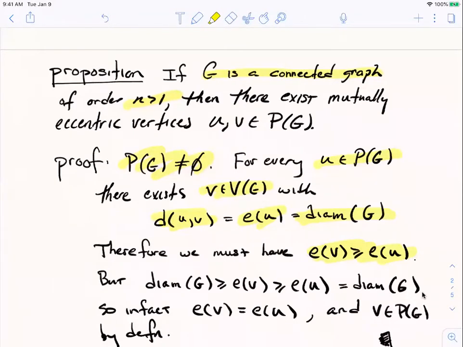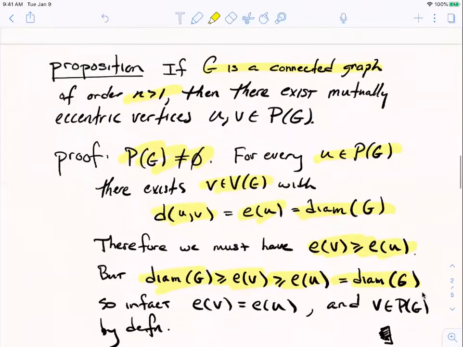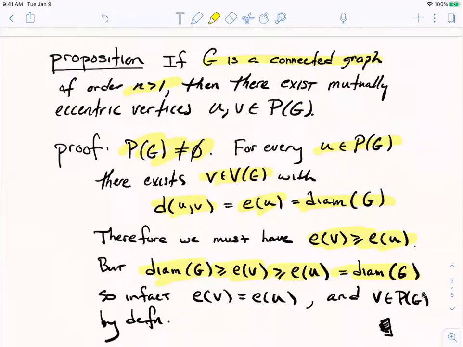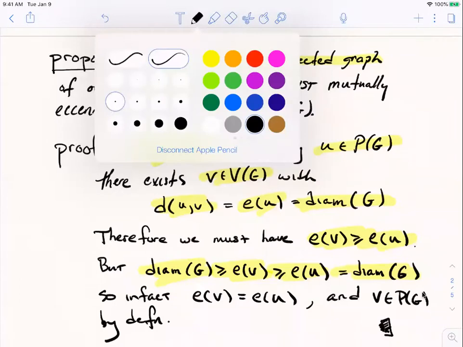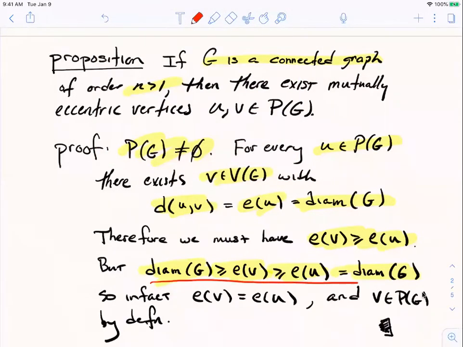However, U's eccentricity was big. It was the diameter. The diameter is bigger than the eccentricity of any vertex, in particular of V. And we just said that the eccentricity of V is at least that of U, but the eccentricity of U is the diameter. If you've had maybe some analysis courses or a calculus course, you know what I'm looking at when I talk about my string of inequalities. The quantities on the extreme ends are actually equal. In this case, it's the diameter of G. Well, then every quantity in that string is equal. So in particular, the eccentricity of V is the eccentricity of U.